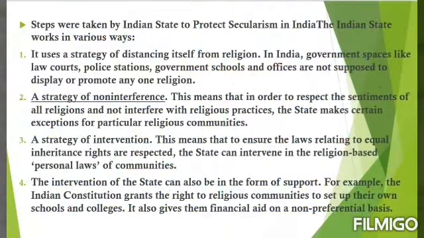The next topic is what are the steps taken by the Indian state to protect secularism in India. The Indian state works in various ways. The first point is it uses a strategy of distancing itself from religion. It means in India, government spaces like law courts, police stations, government schools and offices are not supposed to display or promote any one religion.